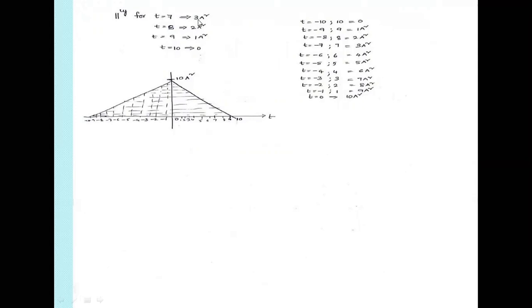Okay, t is equal to 7, 3a square; t is equal to 8, 2a square; t is equal to 9, a square; and t is equal to 10, it is 0. So from minus 10 the value increases up to 10a square at 0, and again it decreases. Got it, my students?